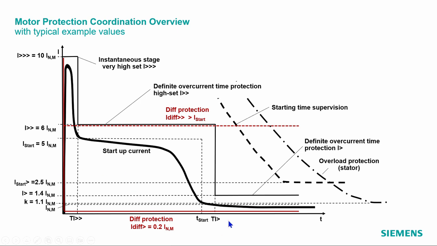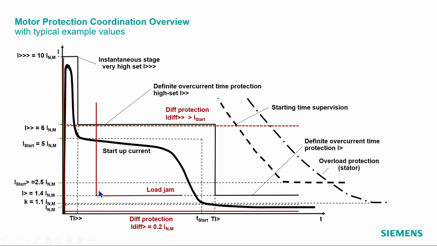So you see here our standard value of 0.2 times nominal current, which is the classical value for a differential protection. And then the load jam protection, you see this has a relatively short tripping time, and this would definitely interfere with the startup procedure.